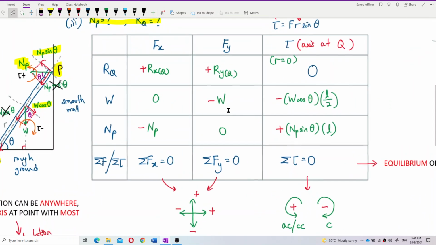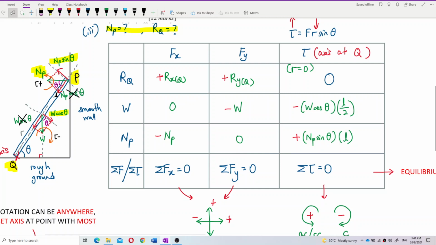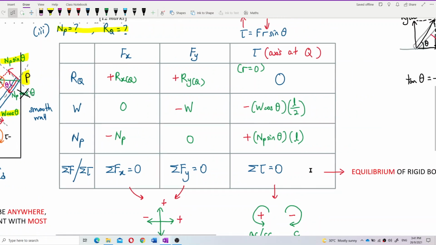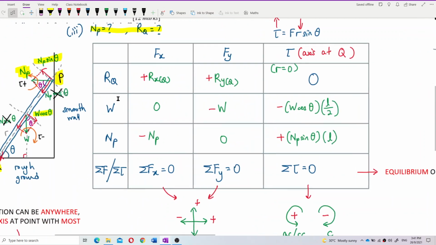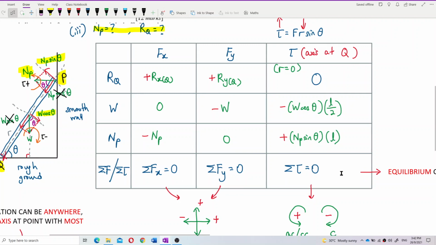This torque also has one positive, one negative, anti-clockwise and clockwise. You cannot have both turn clockwise or both turn anti-clockwise. One must be clockwise, another one must be anti-clockwise for the object to be in equilibrium. One must be positive, the other negative, then only can they cancel each other and become zero force and zero torque. That's all for this part, part B.